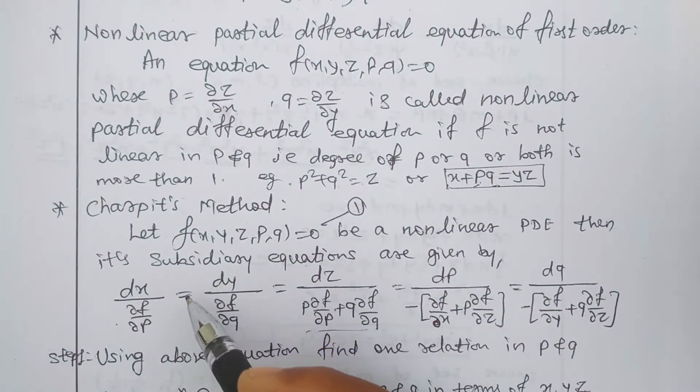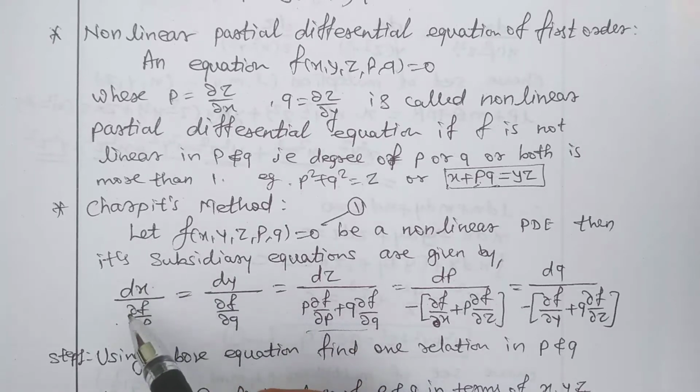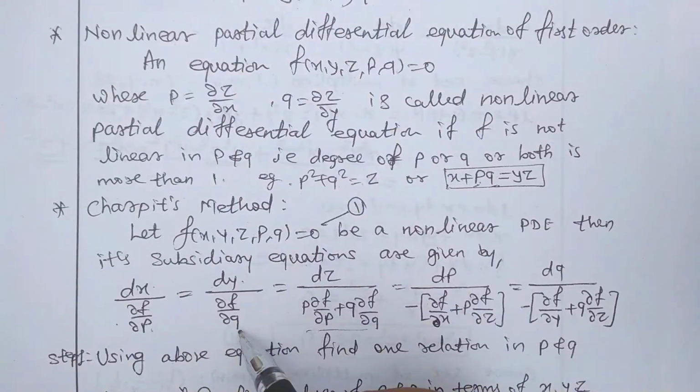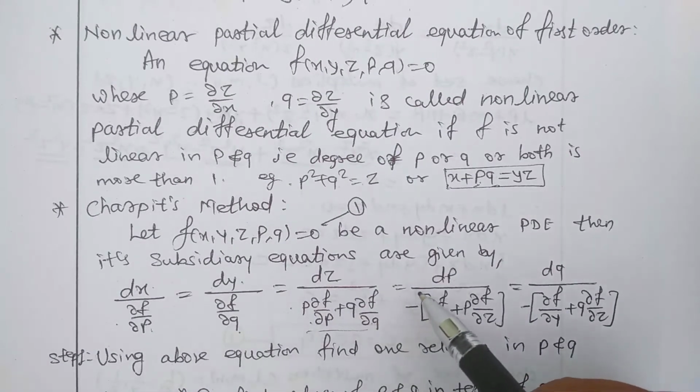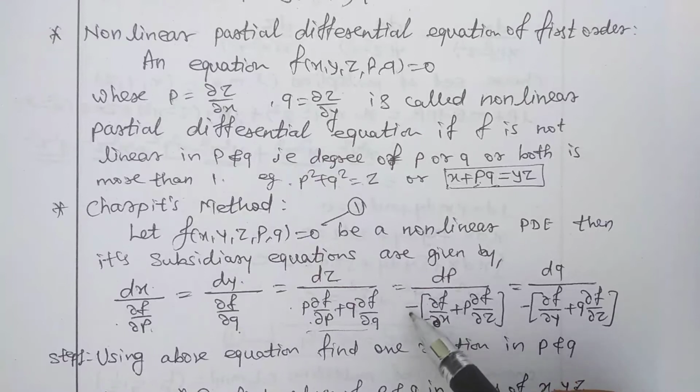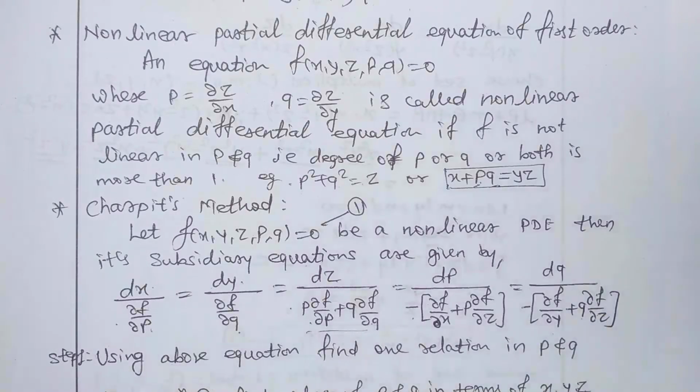So you have to remember this equation. dx upon ∂f/∂p equals dy upon ∂f/∂q equals dz upon p into ∂f/∂p plus q into ∂f/∂q equals dp upon minus, inside the bracket, ∂f/∂x plus p into ∂f/∂z, equals dq upon minus, inside the bracket, ∂f/∂y plus q into ∂f/∂z. So this is our equation for Charpit's method.